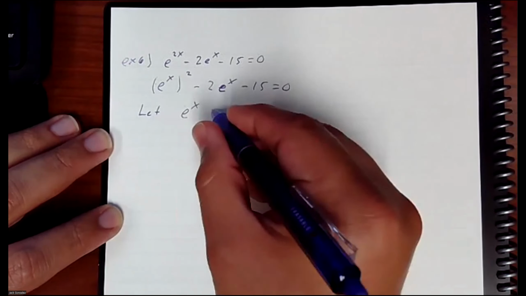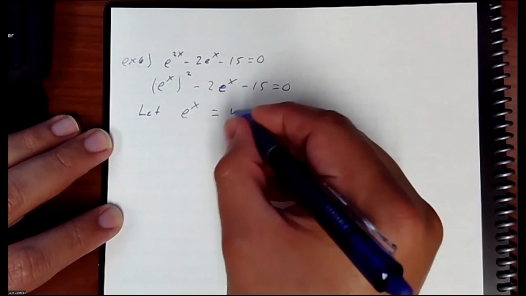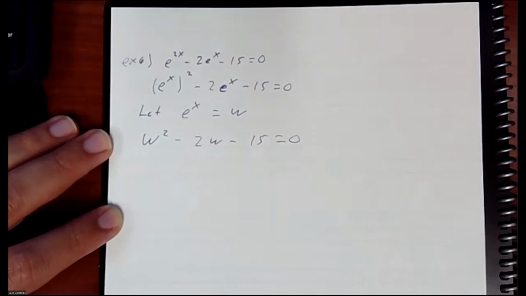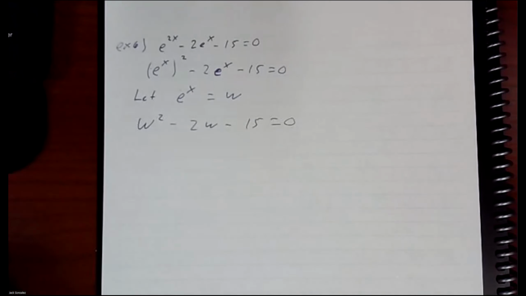So if I let e to the x equal some dummy variable, it becomes more obvious that this is a quadratic, right? Does that make sense? And we could pick any dummy variable, right? It doesn't matter. It's just a temporary placeholder.